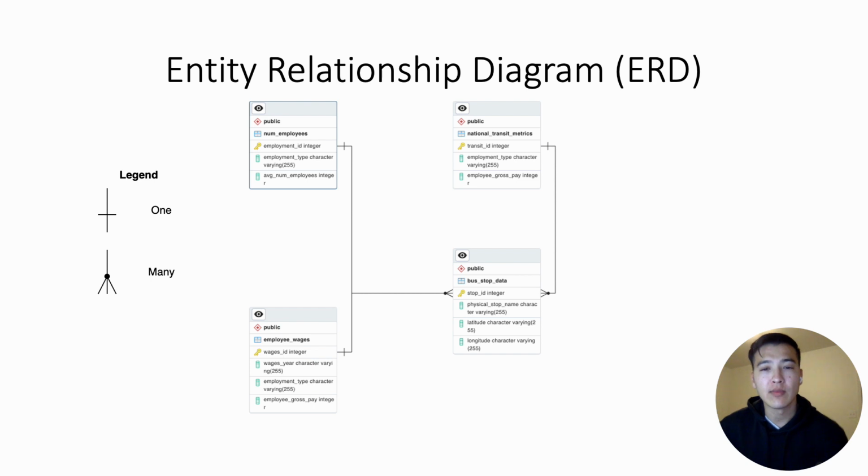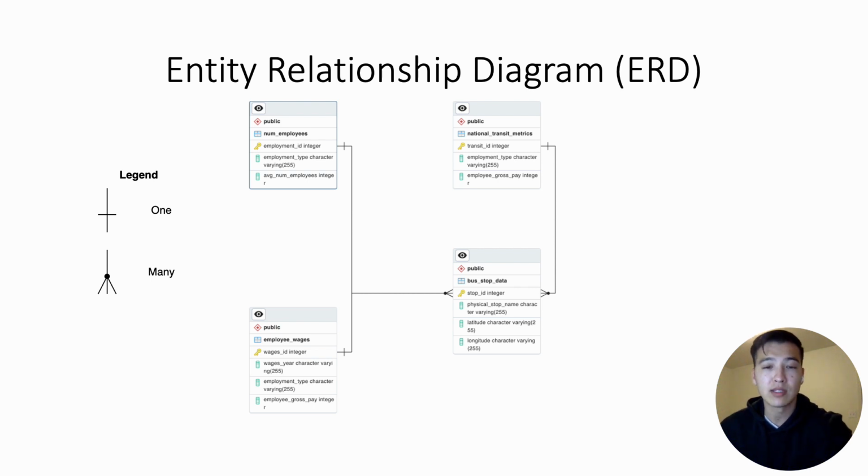The intent with this diagram is to illustrate how the database operates, its attributes, and the relationships between the different datasets and tables. As you can see, the components indicate one-to-many relationships, considering that each respective employment, wage, and transit ID can be associated with one or many bus stops.